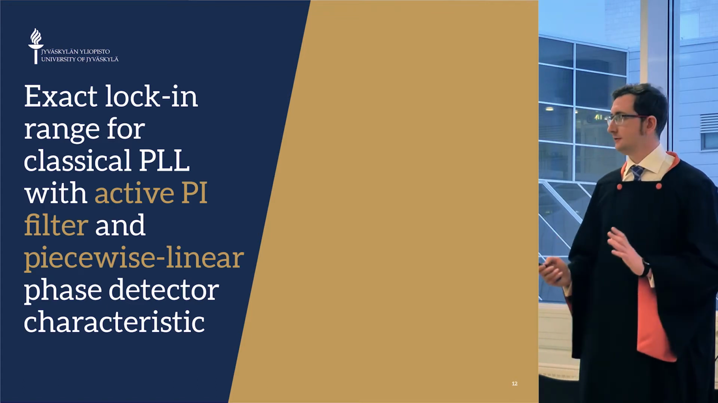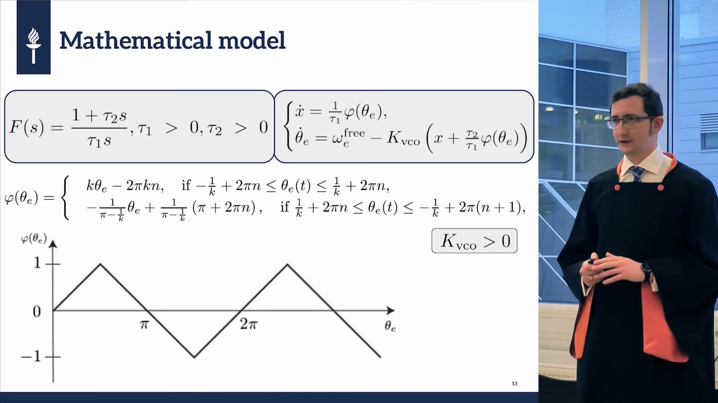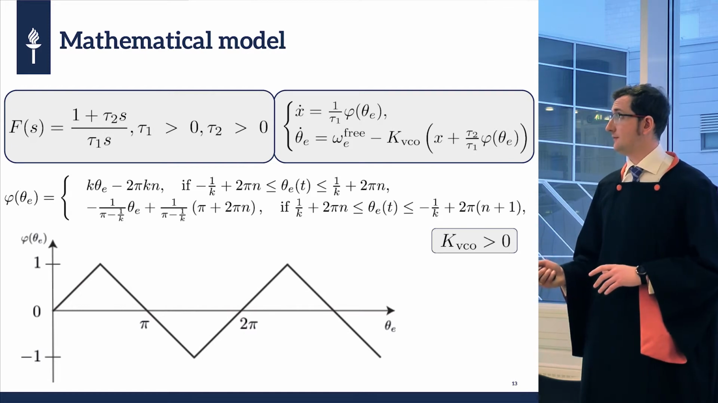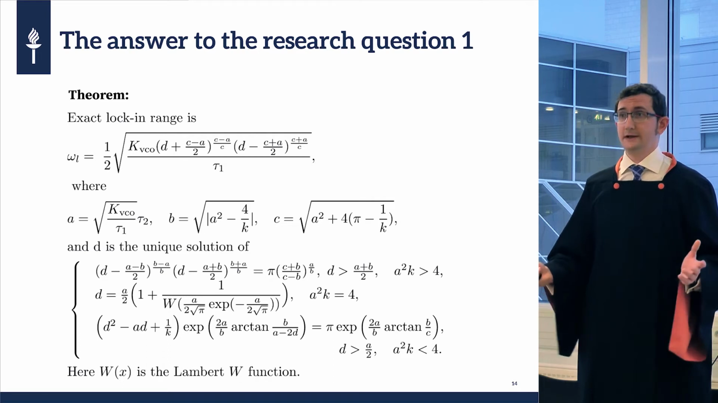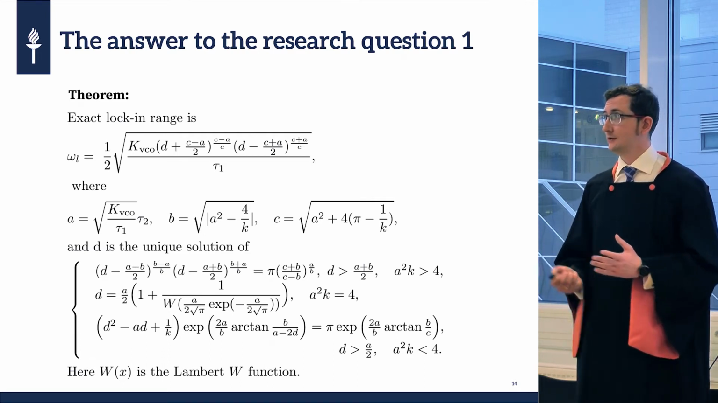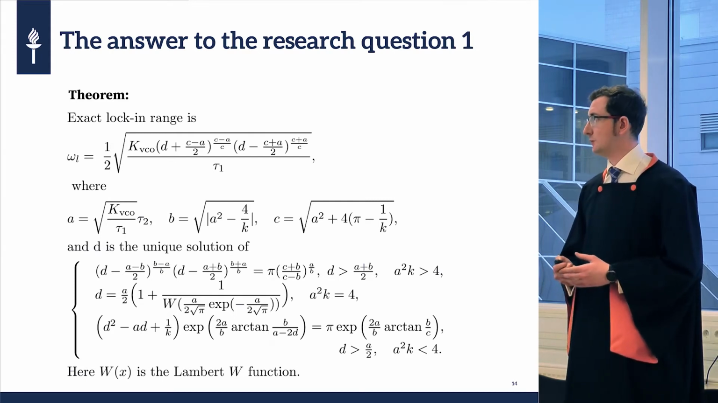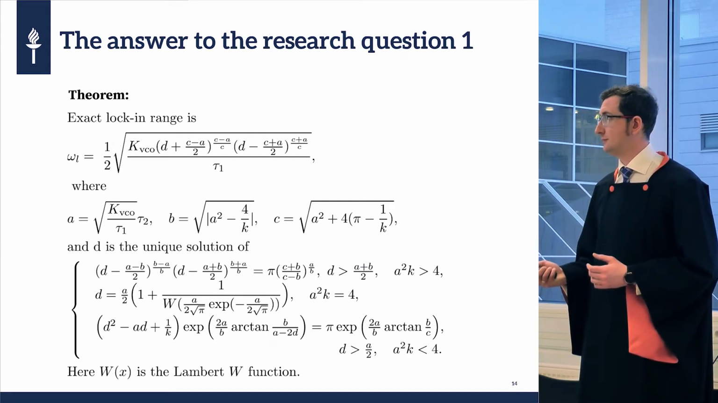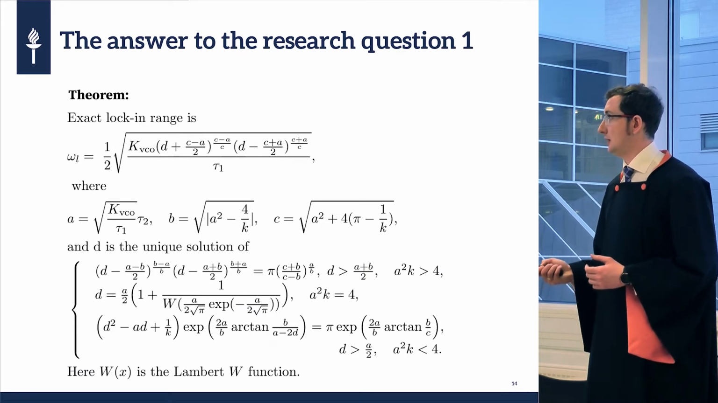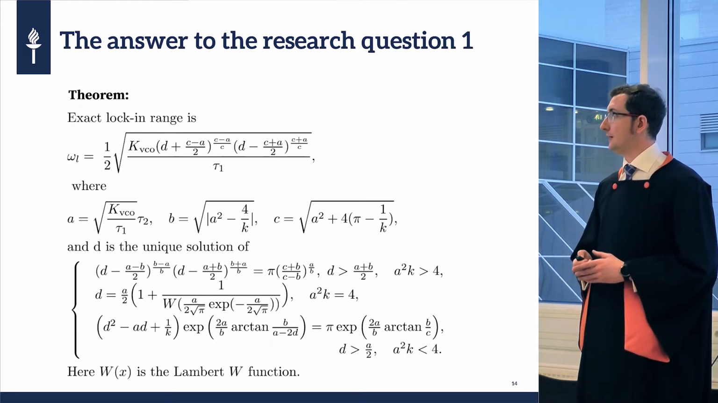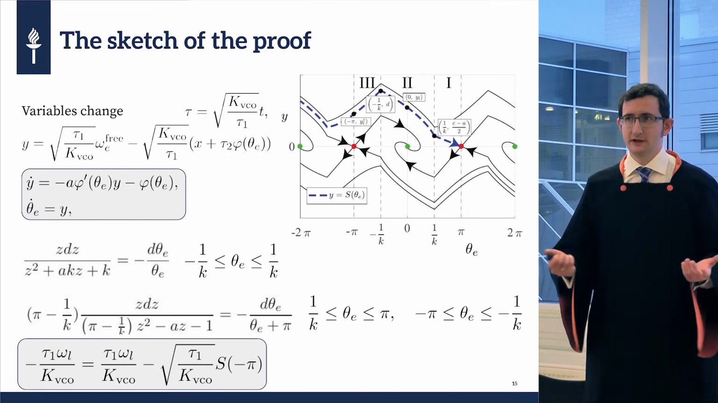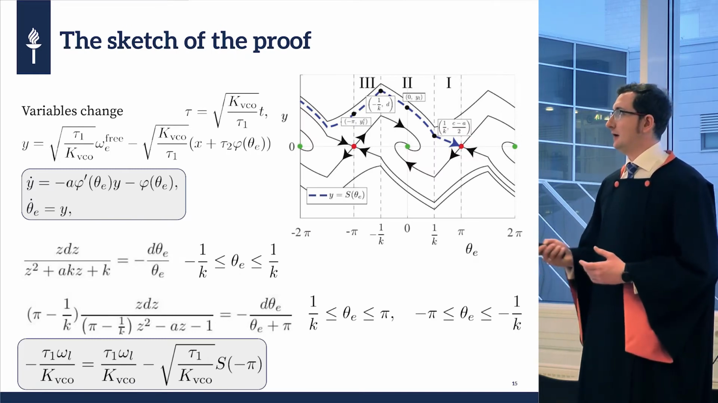First, regarding the PI filter and piecewise linear phase detector characteristic. Here is the model for the filter, the transfer function and also the differential equation, and the piecewise linear phase detector characteristic. The result is a theorem that the exact lock-in range can be calculated by some quite big formulas where one of the letters should be defined by solving an equation. Okay, how did I obtain this result, you would ask.